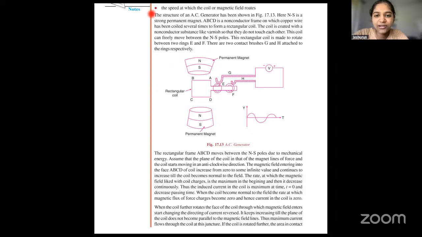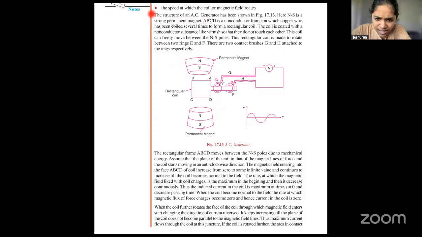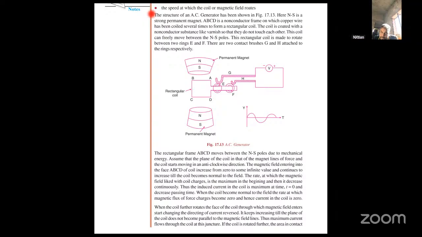This rectangular coil is made to rotate between two rings E and F. There are two contact brushes, G and H, attached to the rings respectively. The rectangular frame ABCD moves between the north and south poles due to mechanical energy. Assume that the plane of the coil is that of the magnet lines of force, and the coil starts moving in an anti-clockwise direction.